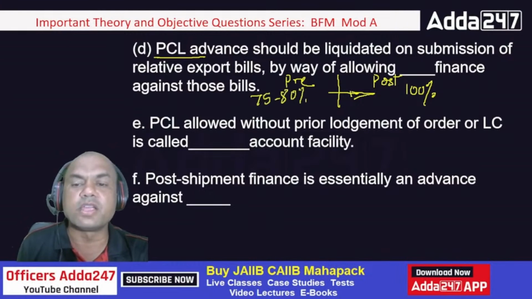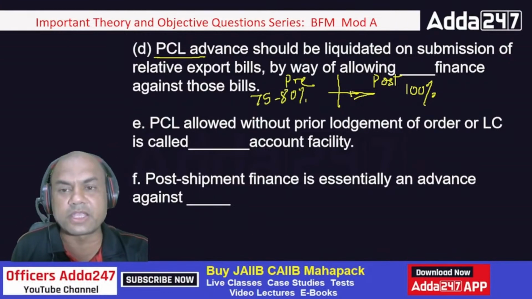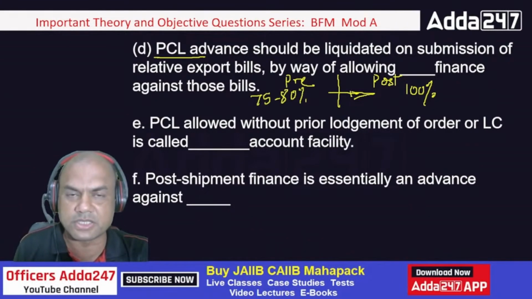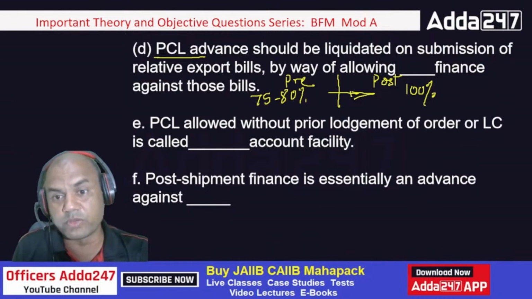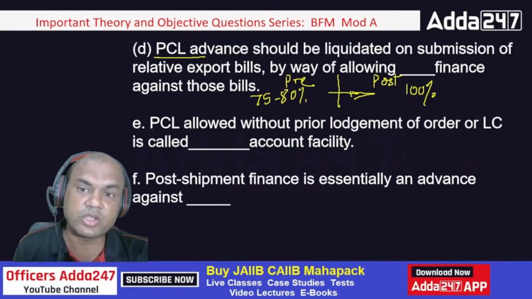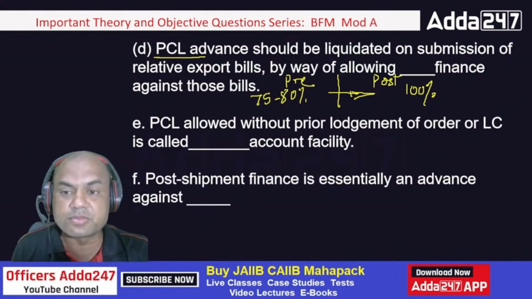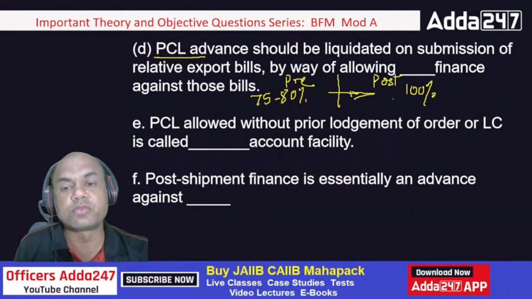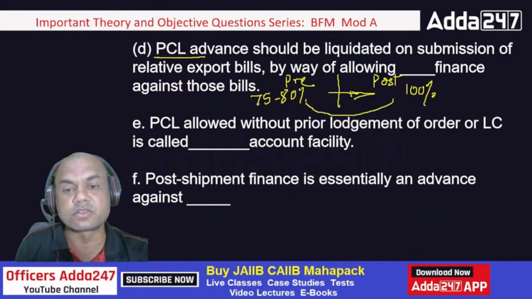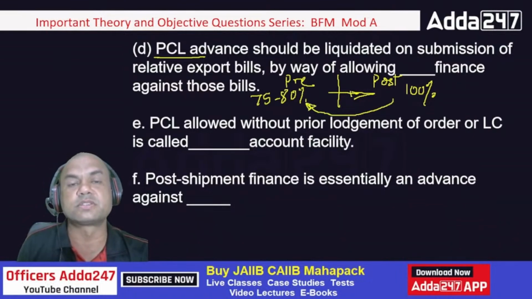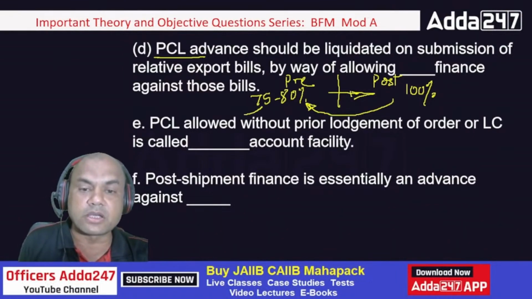Okay. So if the bank has already financed pre-shipment to this guy, and now they want to finance post-shipment, what will they do? They won't give this money to the client. They'll first close their own loan. Their loan, they'll close it first. And then whatever remains, how much will remain?